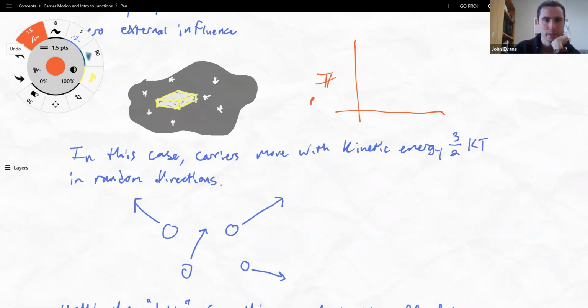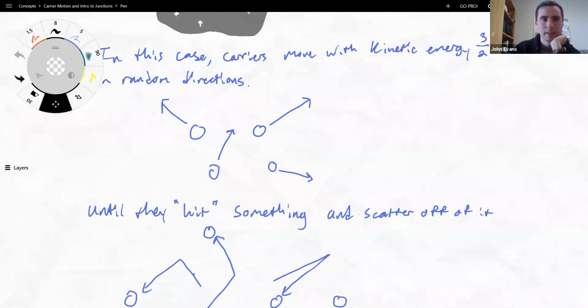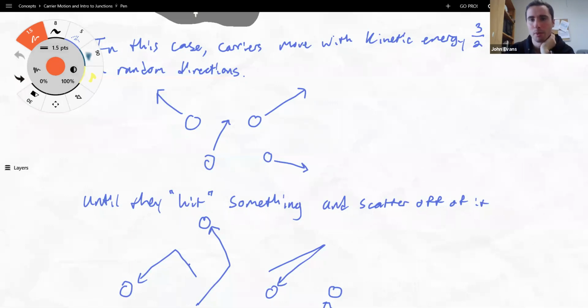So they're going to keep moving in their chosen random direction, just like this. We can imagine we have this system of 4 particles, and they're just going to keep moving in whichever direction they're going because there's no external forces, so there's no reason for them to change direction. But then they can scatter.